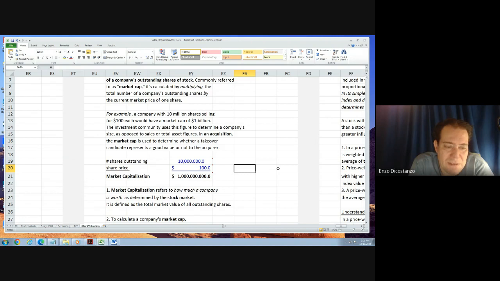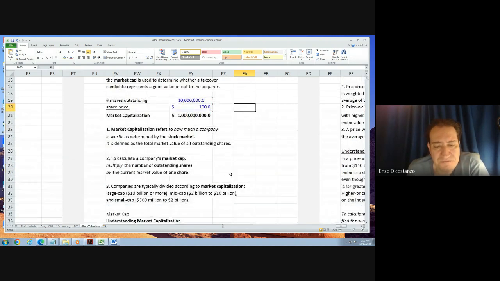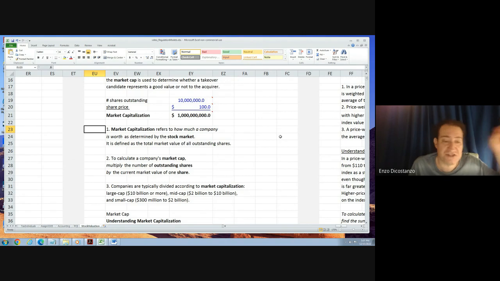So anyhow, that's how you value the equity, the little mathematics, which is right here. The market capitalization refers to how much a company is worth as determined by the stock market. It's defined as the total market value of all outstanding shares. To calculate a company's market cap, multiply the number of outstanding shares by the current market value of one share. Companies are typically divided according to market capitalization, and you have large cap, mid cap. A lot of this stuff matters to the portfolio crowd, which I'm not really a part of.